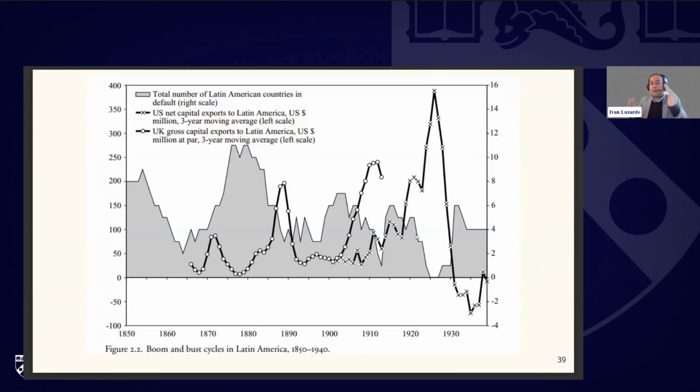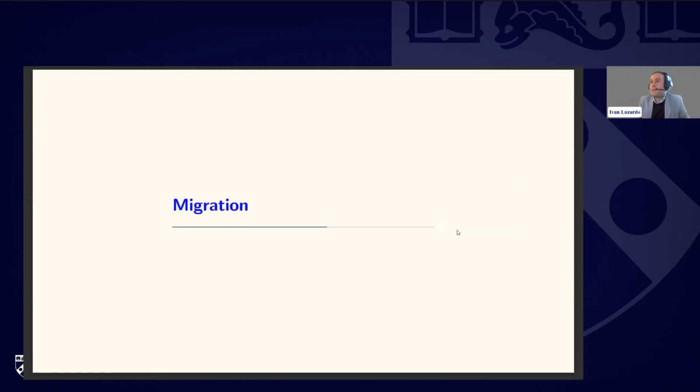So we will see that the Great Depression was the tipping point in Latin American economic history in the 20th century. Basically, next week we will talk about what happened after the Great Depression.